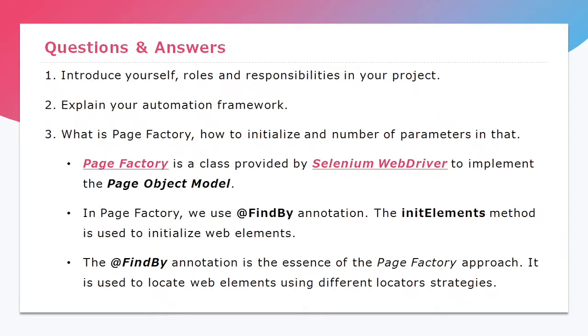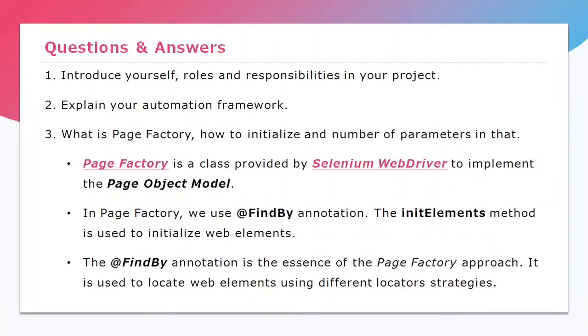Let's go to the next question, that is explain your automation framework. So in this one, you have to explain about your automation framework. So you have to say which language you have used, C Sharp or Java, whatever the programming language, you have to explain that first. And what kind of framework you have used there, like a keyword driven or a hybrid, so that you have to specify.